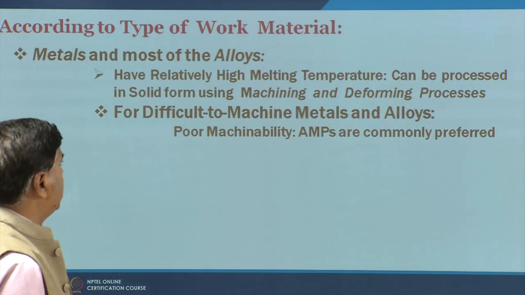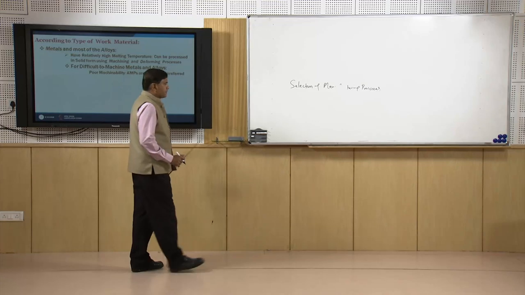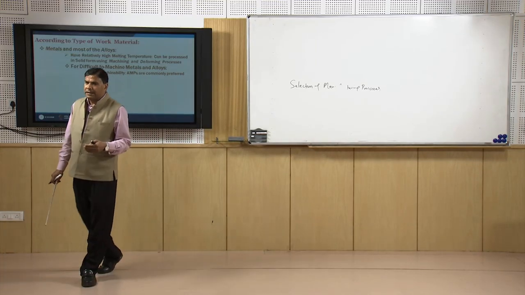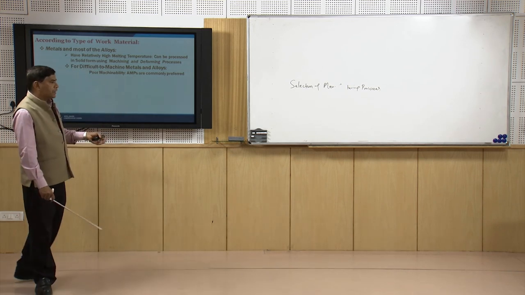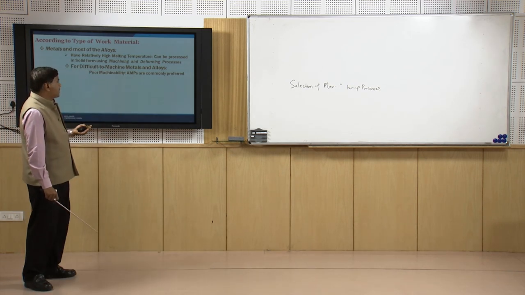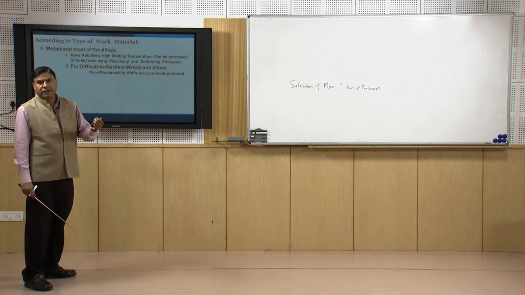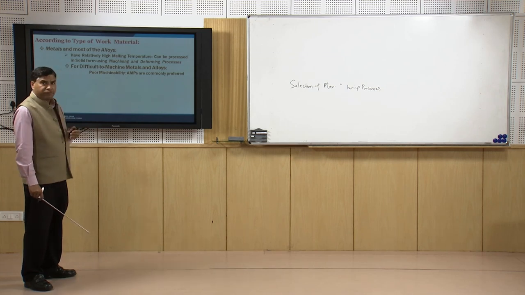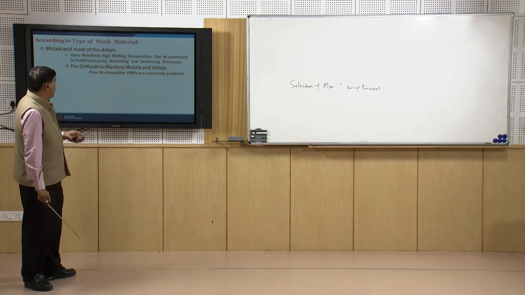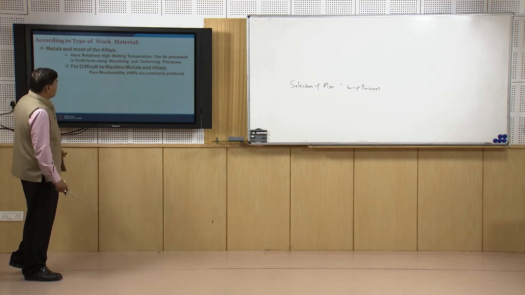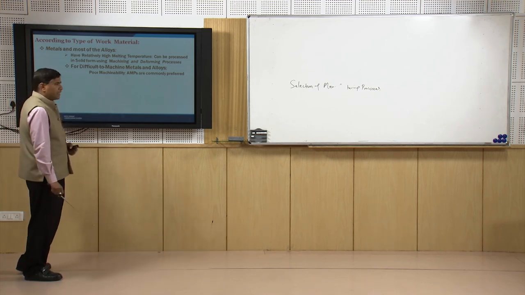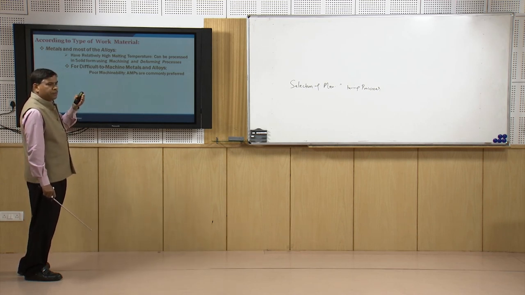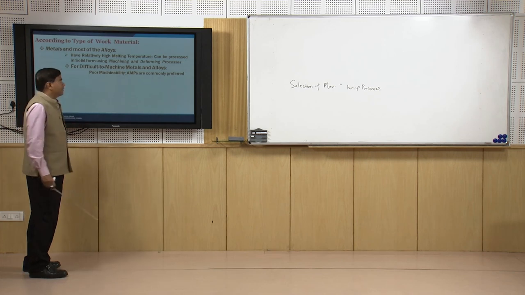Now, based on the workpiece material, as I have said, low melting point metals are preferred to be processed through the casting route, and metals of low yield strength and high ductility are preferred to be processed through forming or deformation based processes. But still, in each category, we will see that certain unique features are there, which will be forcing us to select a particular kind of process.